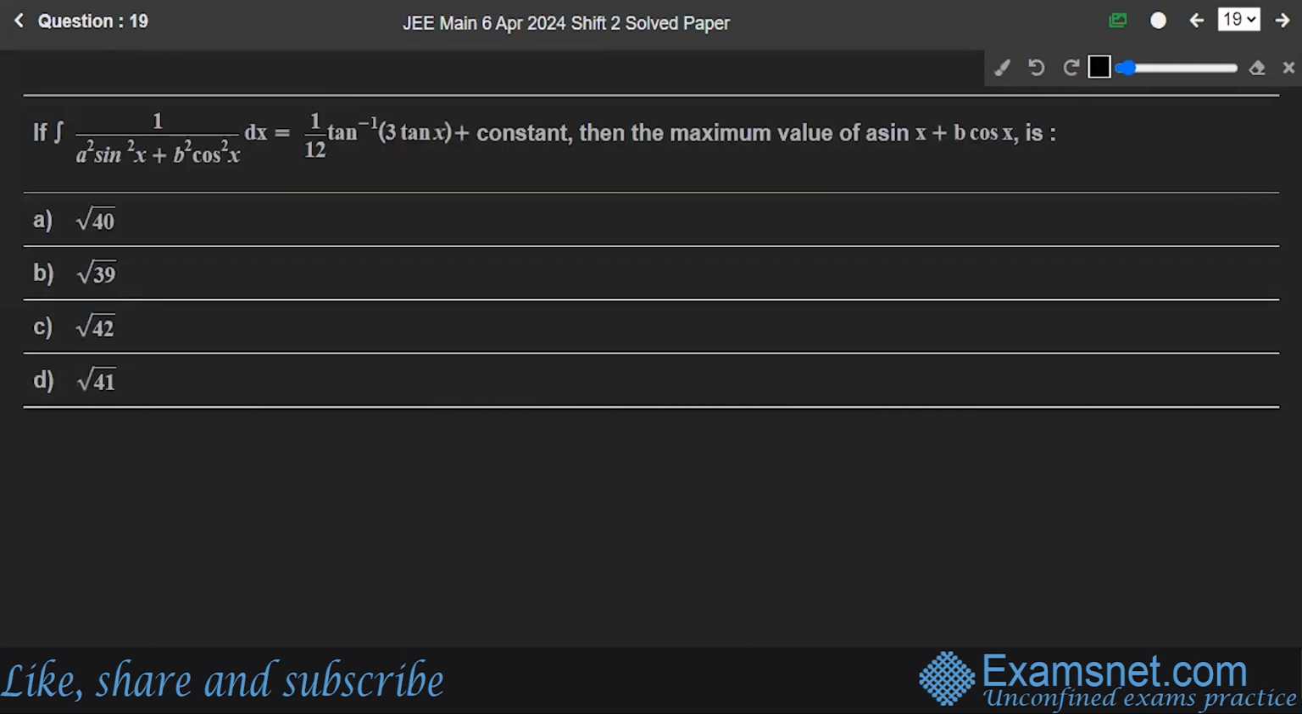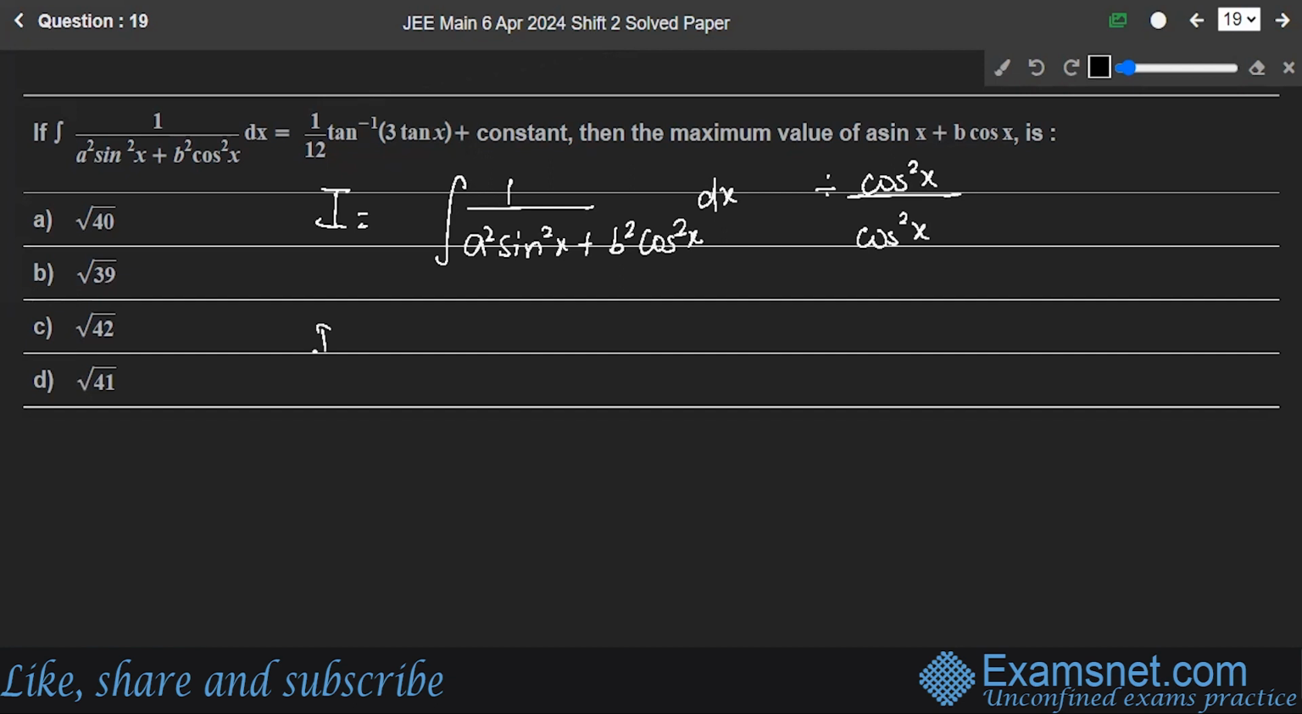Question number 19. If the integral of this expression is equal to 12 tangent inverse 3 tangent x plus the constant, then the value of this expression is equal to. So you have this expression. Let's say this is I is equal to the integral of 1 upon a square sine square x plus b square cos square x dx. Dividing the numerator and the denominator by cos square x, you will have the integral I as secant square x upon b square plus a square tangent square x, right?